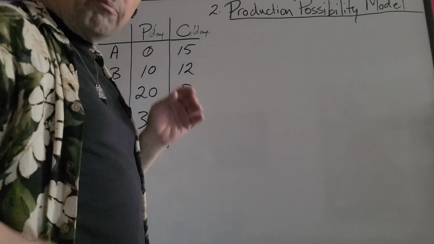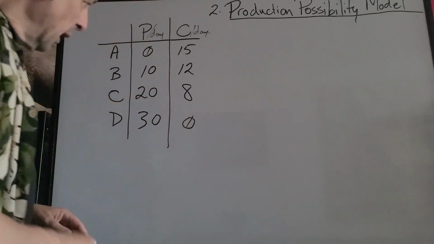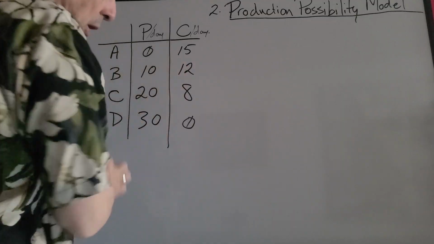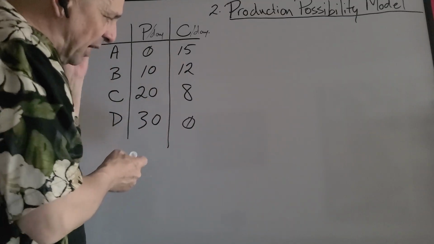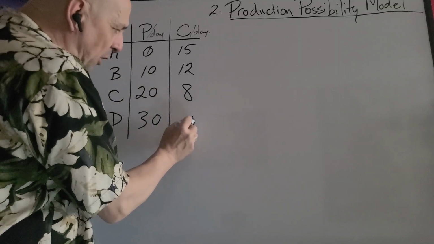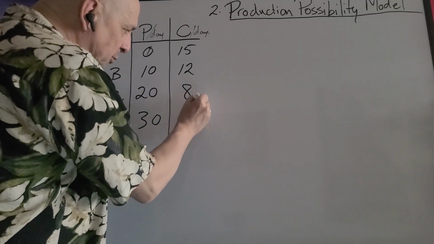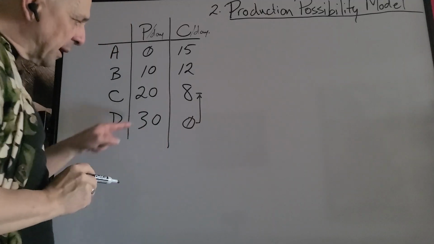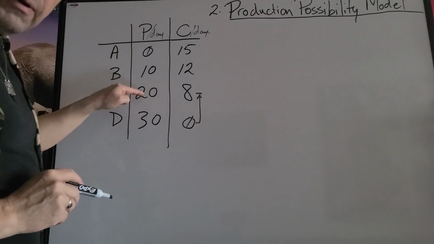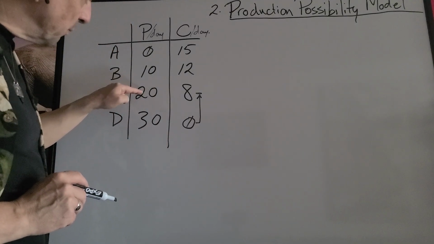That is my maximum. And then the other points in between, you can see here, if I want to go from 0 crabs to 8 crabs, well, then I'm going to have to give up 10 pineapples, right?